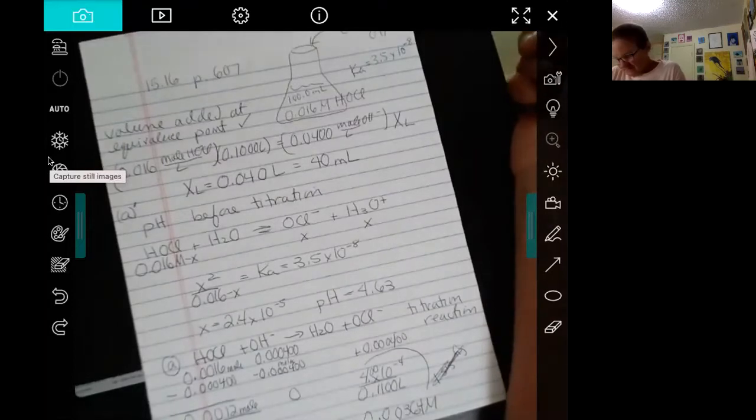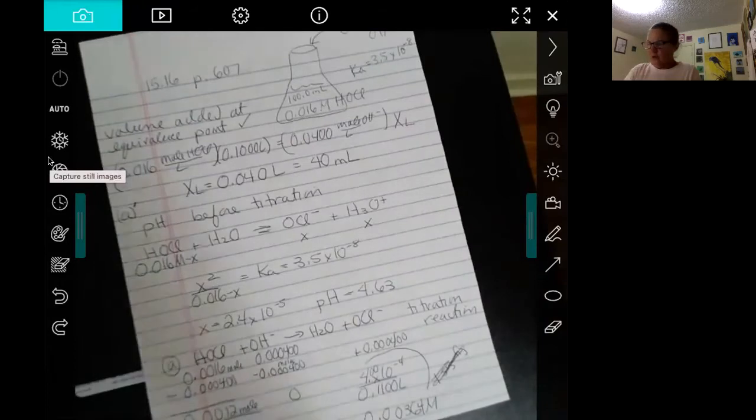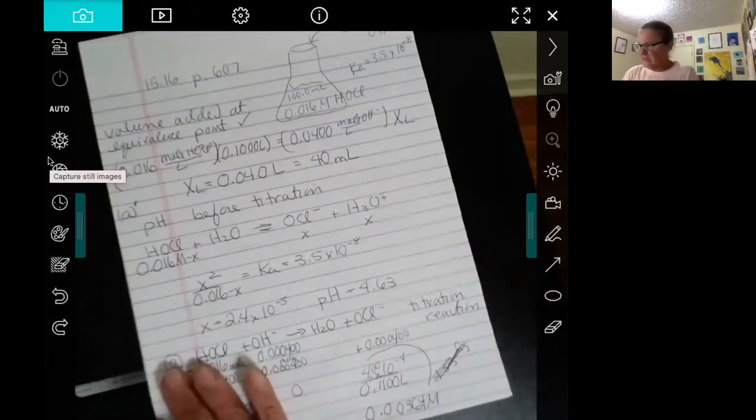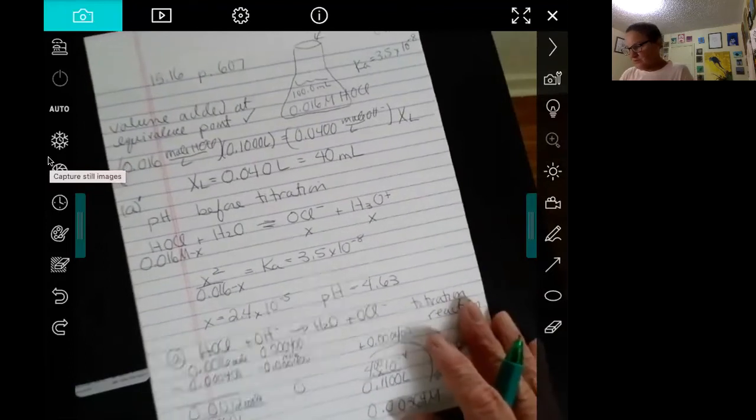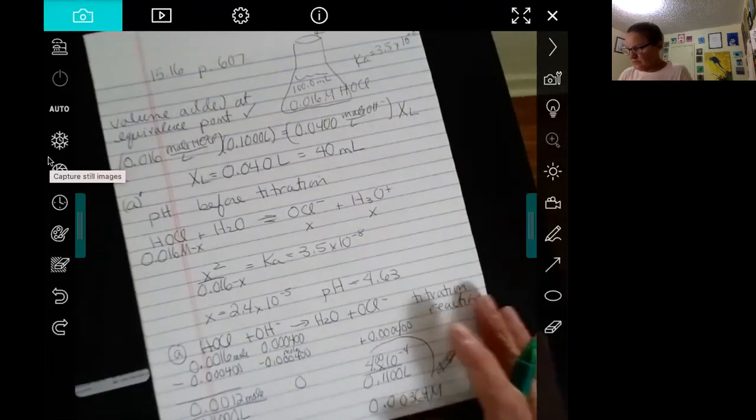I like to also calculate the pH before you start, because that gives you a reference. As you're adding a base, the pH should continue to go up, so it helps make sure that you know where you're starting from.